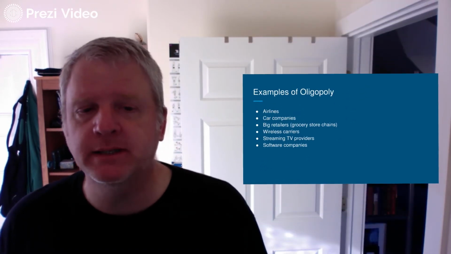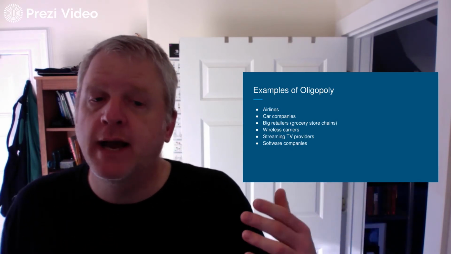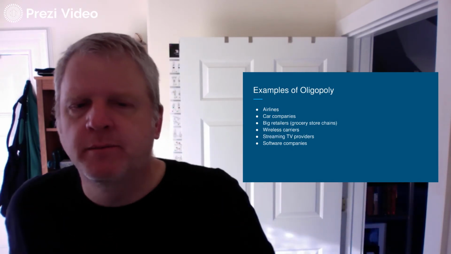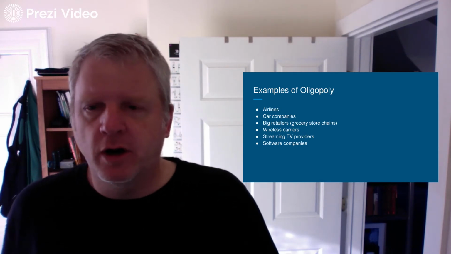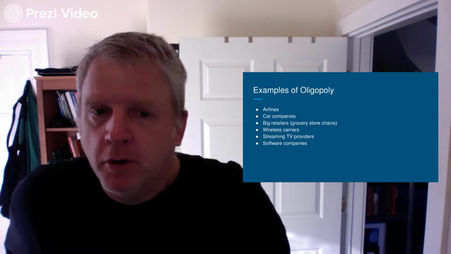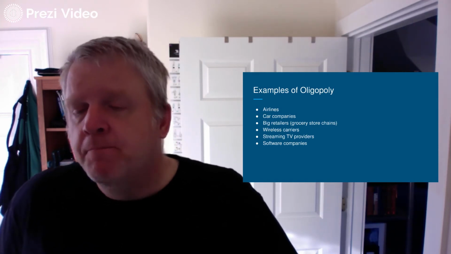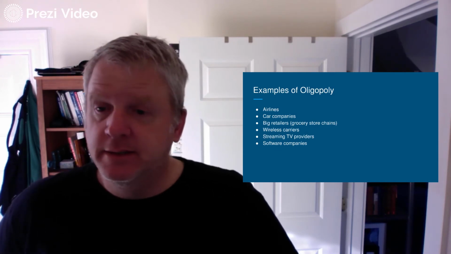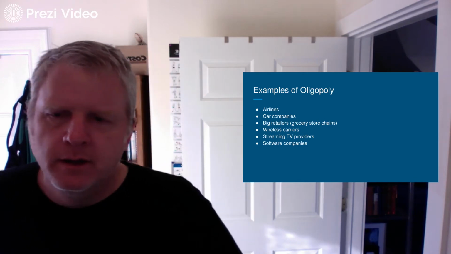An oligopoly would be something like airlines. JetBlue, Southwest, Delta, American, United. They're all big, and it's hard to get into the business of airlines. Car companies. You know all the different car companies. Ford, GM, Mercedes, Audi, whatever you want. They are all making cars, but certainly one car to the next is different.